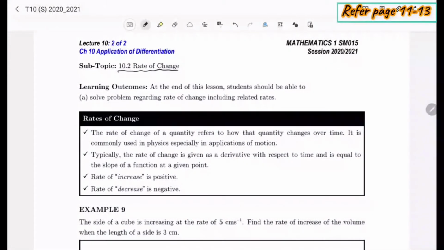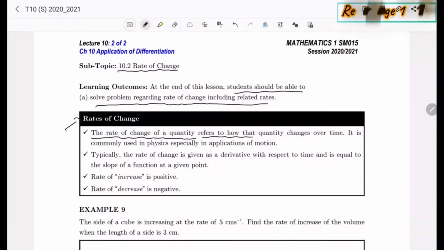10.2 Rate of change. Students should be able to solve problems regarding rate of change, including related rates. What do we mean by rates of change? The rate of change of a quantity refers to how the quantity changes over time. So meaning this is with respect to t. So rate of increase will be positive, rate of decrease will be a negative value.